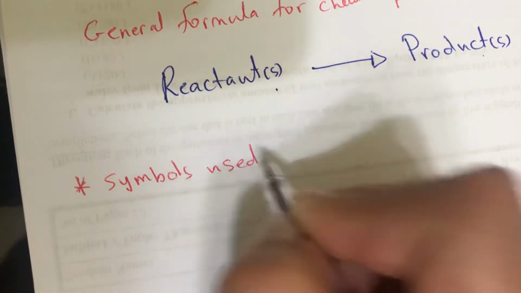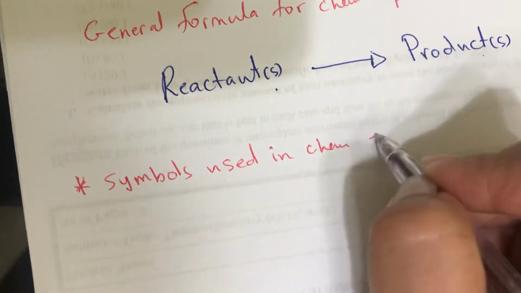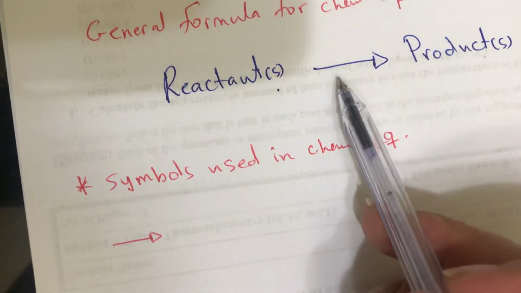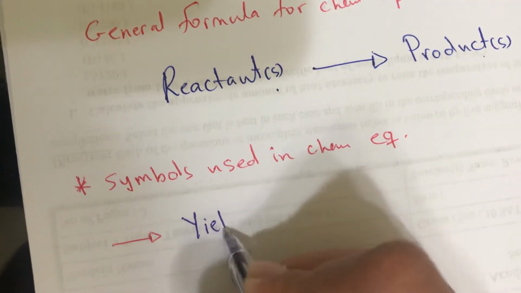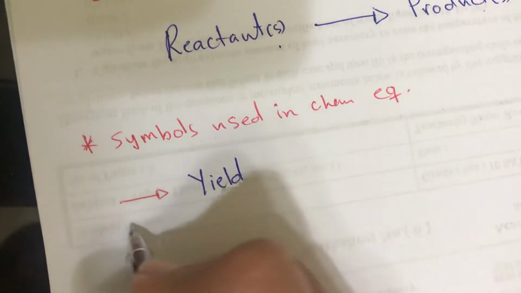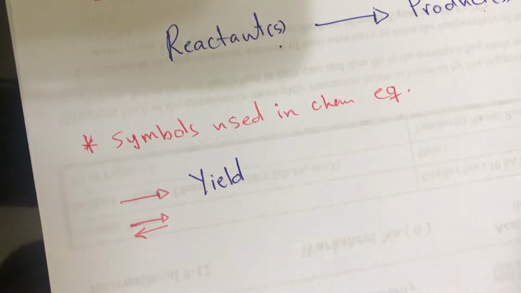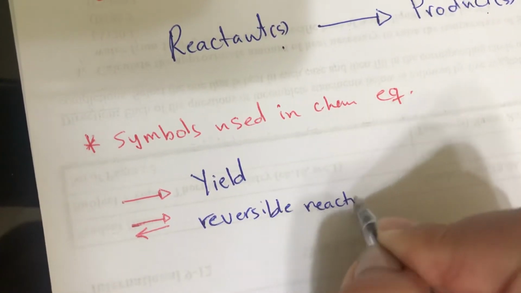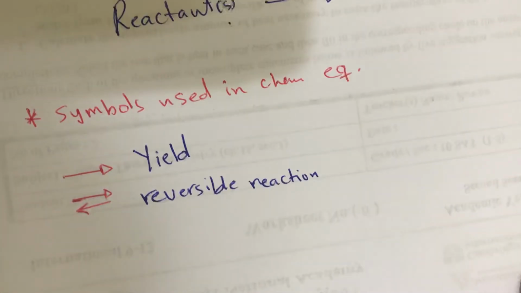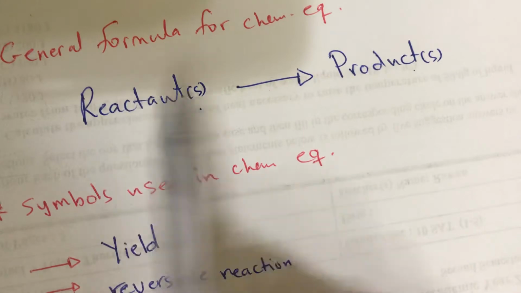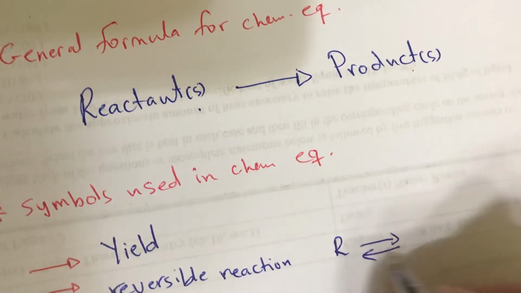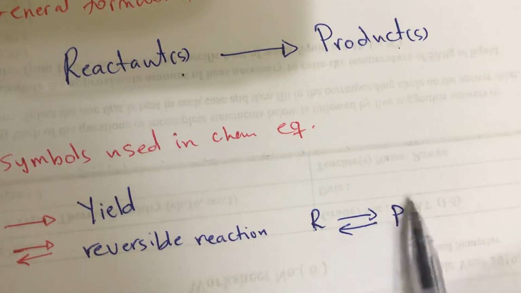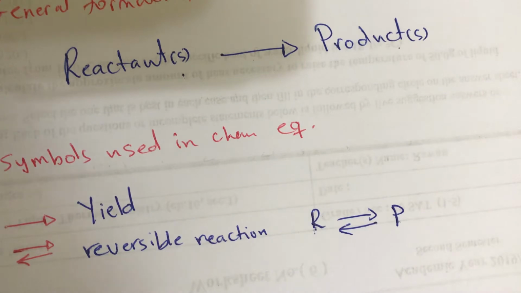So symbols used in chemical equation. This arrow means yield or produced. If you have a reaction with two arrows, it means reversible reaction. Reversible reaction means after the reactants produce products, then the products react with each other to form reactants again.